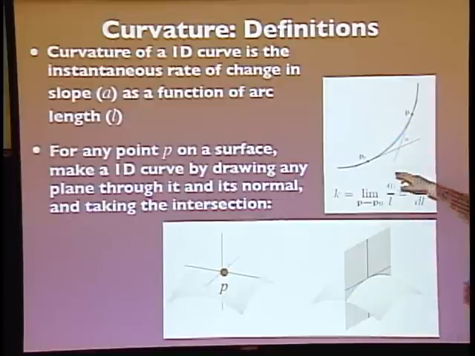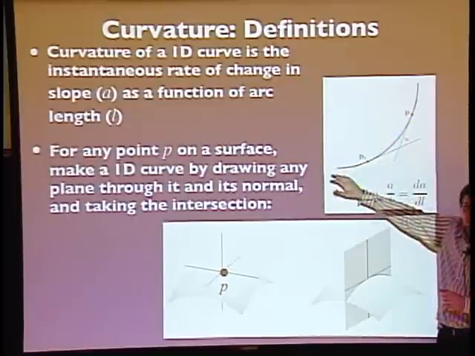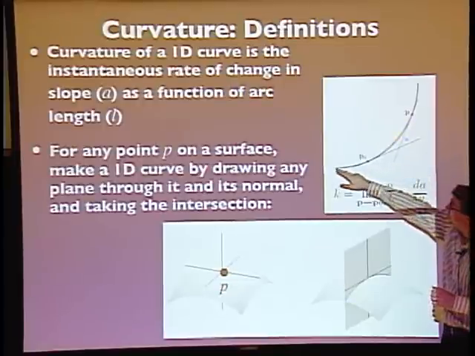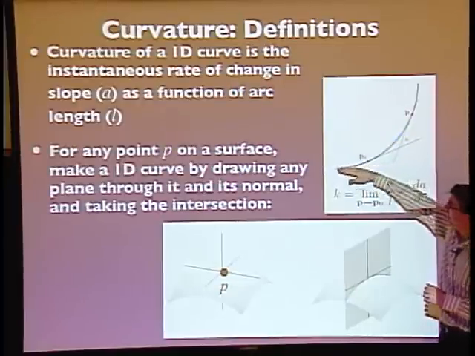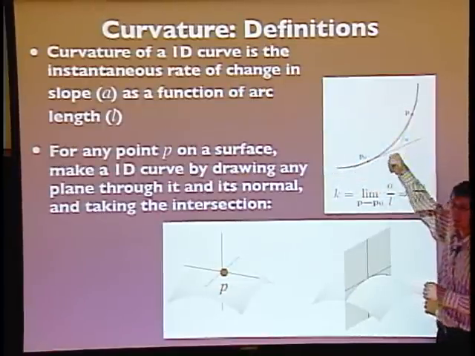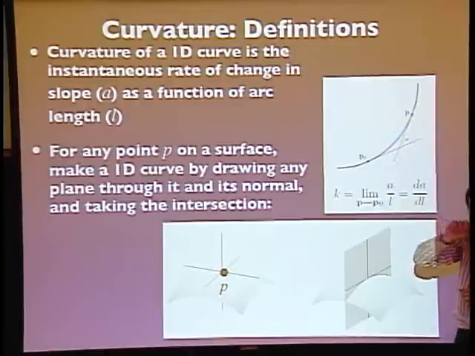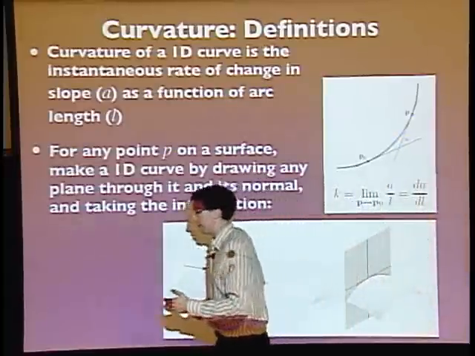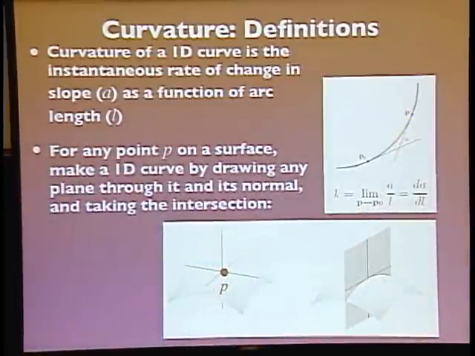So for every point on the curve, you can calculate the tangent line for it, and that's unique and well-defined. And what you can do is travel along this curve and calculate the slope at each point in it. And in fact, you can chart what the slope is for every position on this curve, and then take the derivative of that. So that'll tell you the rate of change of slope.